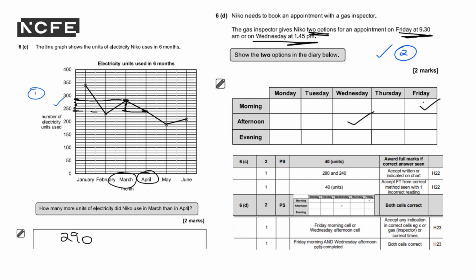For 6D, it's quite straightforward. They've indicated the correct days, afternoon and morning, and therefore they can get the 2 marks.